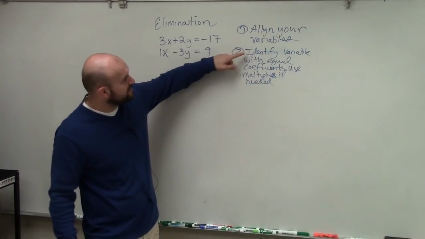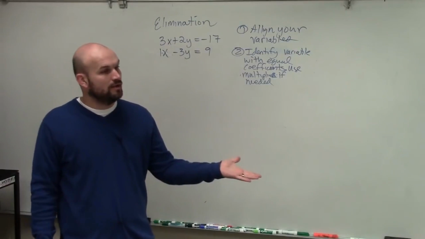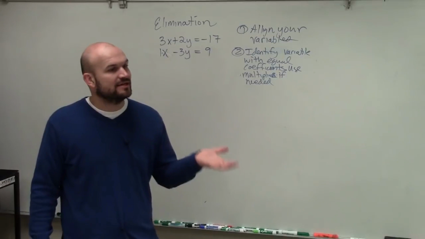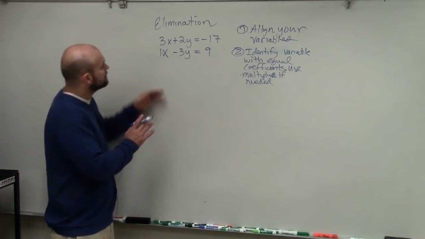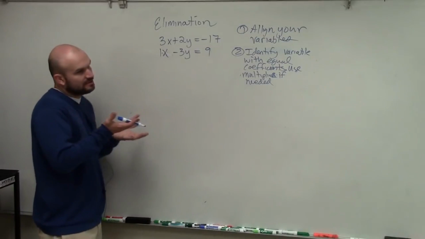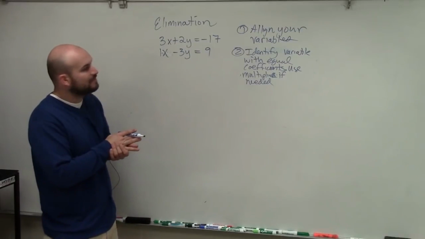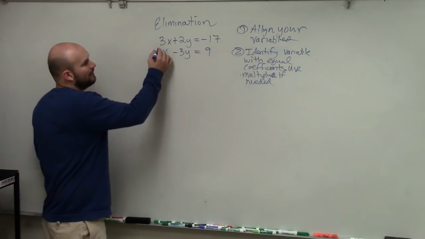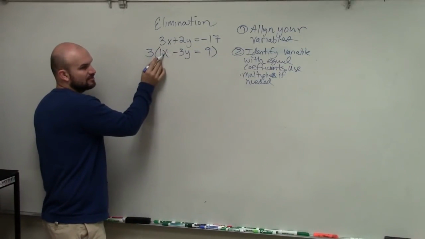So therefore, what I'm going to have to do is apply a multiplier. Basically, I'm going to multiply one or both of the equations by a number so that the coefficients can be equal. So what we want to look at is, is there a number that I can multiply by one of the equations that will give me equal coefficients? And if you guys look at this, what would happen if I multiplied this bottom equation by 3? What would this now turn into?